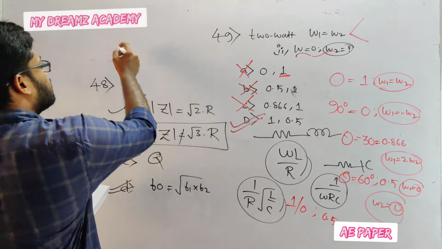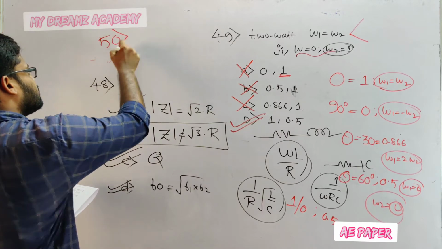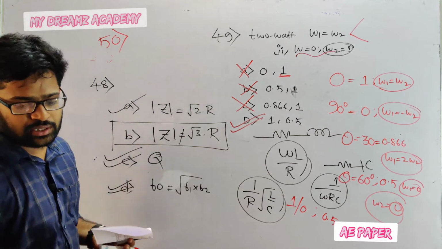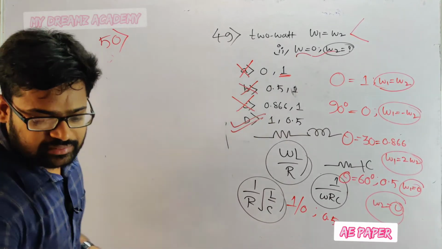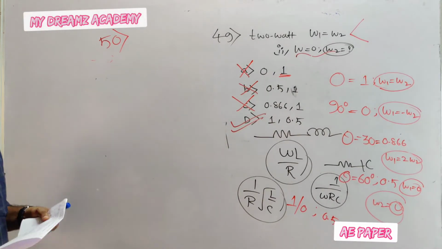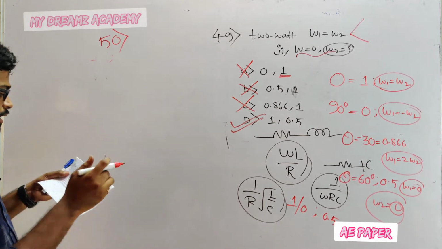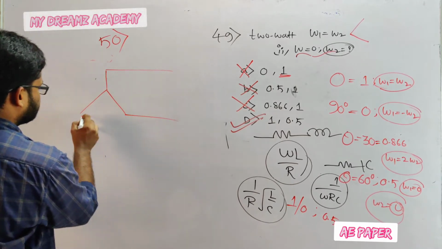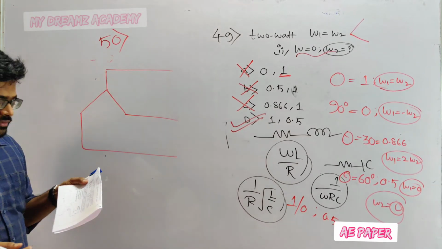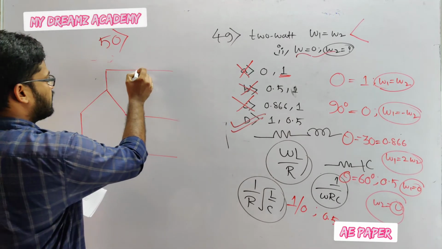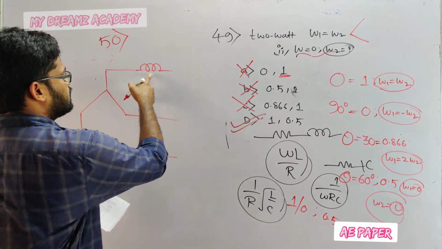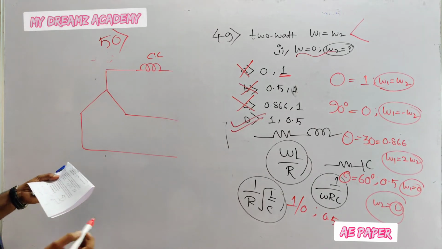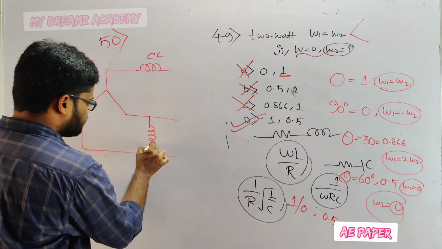Next question, that is question number 50. This question is also from measurements only. So, a total of 3 questions are asked from the 2 wattmeter method. The current coil of the wattmeter is generally in series with one of the lines. Take this line, this is the current coil, and the voltage coil is between the remaining 2 phases.